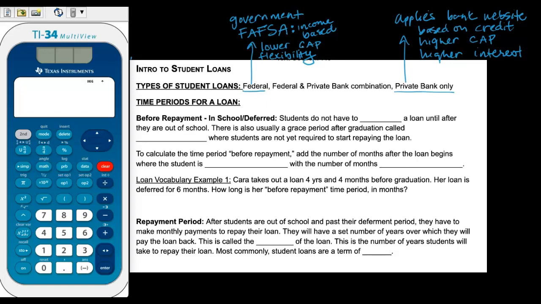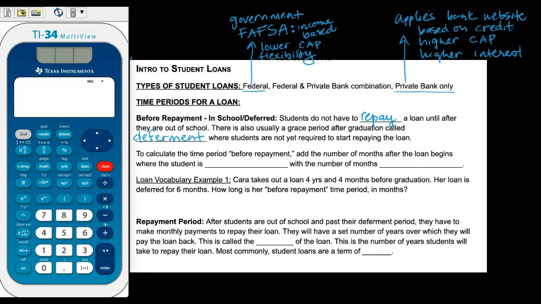So let's look at time periods for a loan. A student loan is much different than a car loan because while the student is in school, they don't have to repay the loan. They don't have to make payments until after they are out of school. So there's usually a grace period after graduation called deferment.